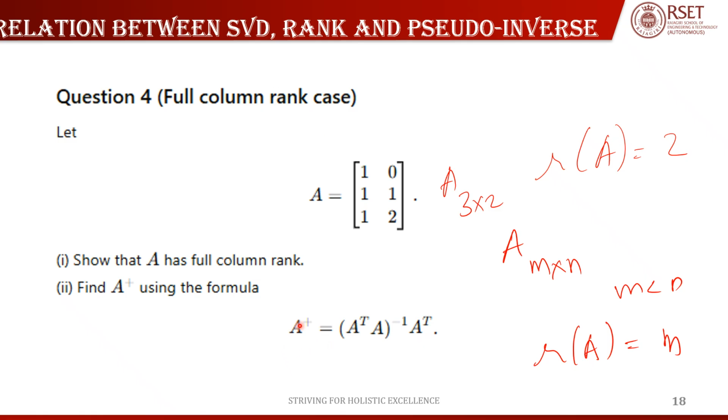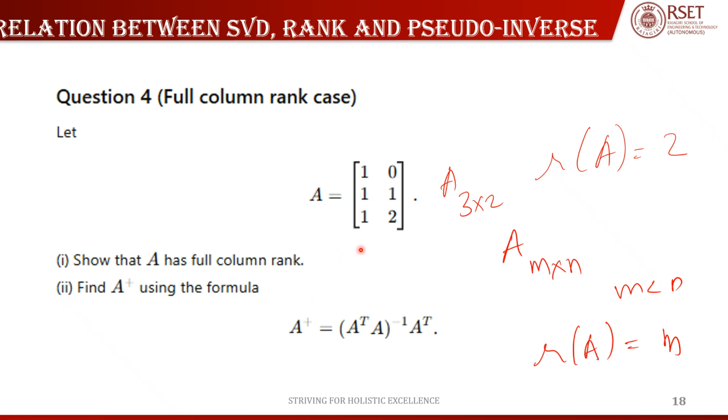It is easy. You can just use this formula: A transpose A, the whole inverse, times A transpose. We find the inverse of the matrix and multiply it by A transpose, and you get the pseudo inverse. This case is only possible if A has full column rank.